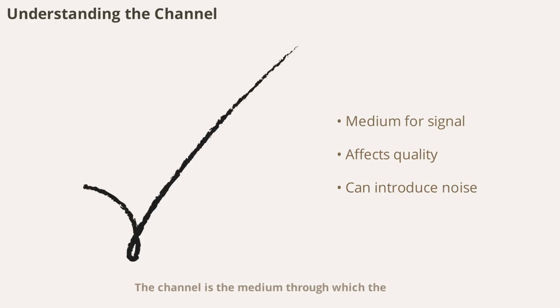The channel is the medium through which the signal travels from the transmitter to the receiver. It can be physical, like a cable or optical fiber, or wireless, like radio waves in the air. The choice of channel affects the speed, quality, and reliability of communication. Channels can introduce noise and distortion, so selecting the right one is vital for effective transmission.